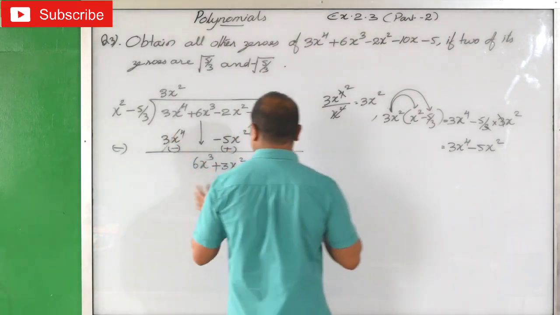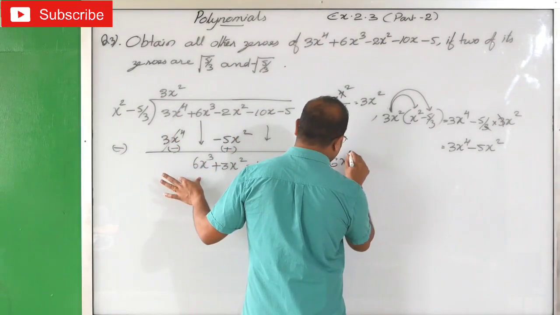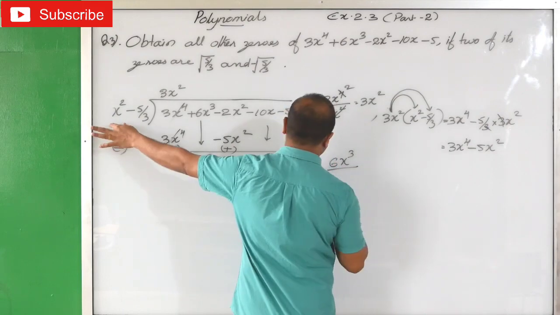Now again the first term. What is that? 6x cube divided by x square.